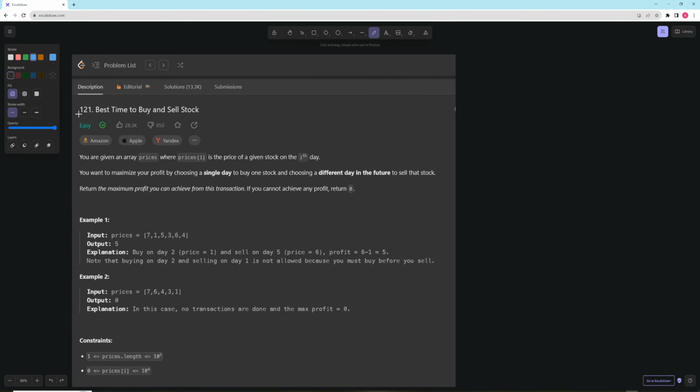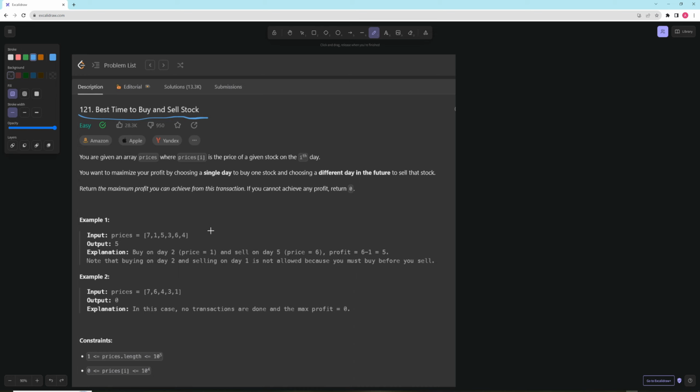Today we're going to be continuing on with the TypeScript Blind 75, and we're going to be doing Best Time to Buy and Sell Stock. So this is a pretty straightforward problem. Essentially you're given an array of stock prices and you want to write what's the maximal profit you can achieve by only having one transaction.